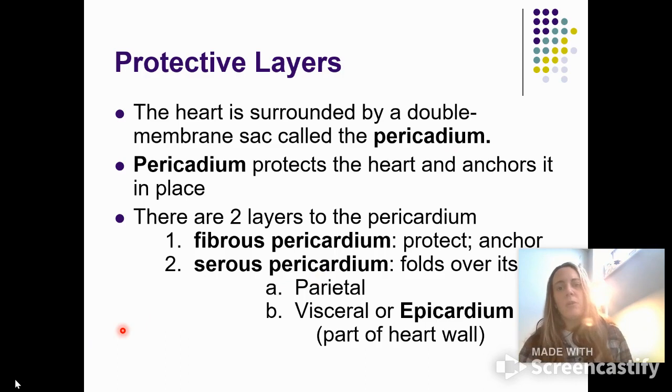So this is talking about the protective layers on the outside of the heart. The heart wall itself has 3 layers, and then we have pericardium on the outside of that, but we have 2 layers of pericardium. And so there are 5 total layers that you're going to need to know.